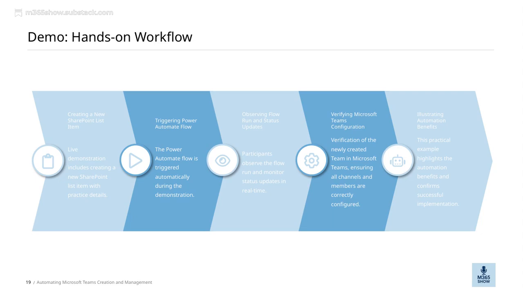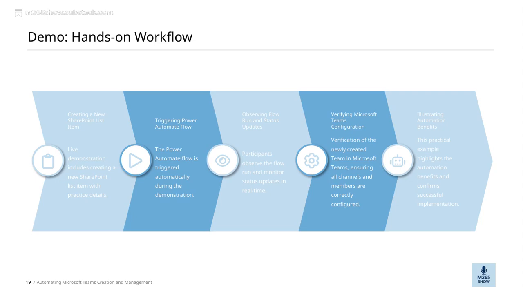As we move along, you'll observe the flow run in real time and see the status updates as they happen. Watching this live gives you a clear picture of how the automation progresses step by step, providing transparency and immediate feedback on each action. The Power Automate flow is triggered automatically during this demonstration, so there's no need for manual intervention. This automatic trigger is a key feature that makes the process efficient and hands-free.